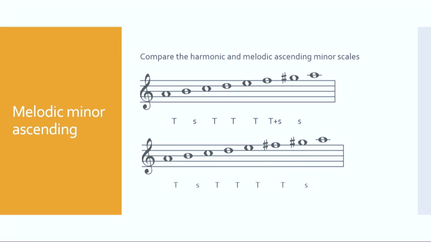So let's have a look at the scale just underneath that. You'll see that the harmonic is at the top, the melodic is at the bottom. Now we just have tones and semitones. Do you see that? Tone, semitone, tone, tone, tone, tone, semitone. So it's smoothed out all of the notes so that they're just tones and semitones. And this is where the name melodic minor scale comes from.